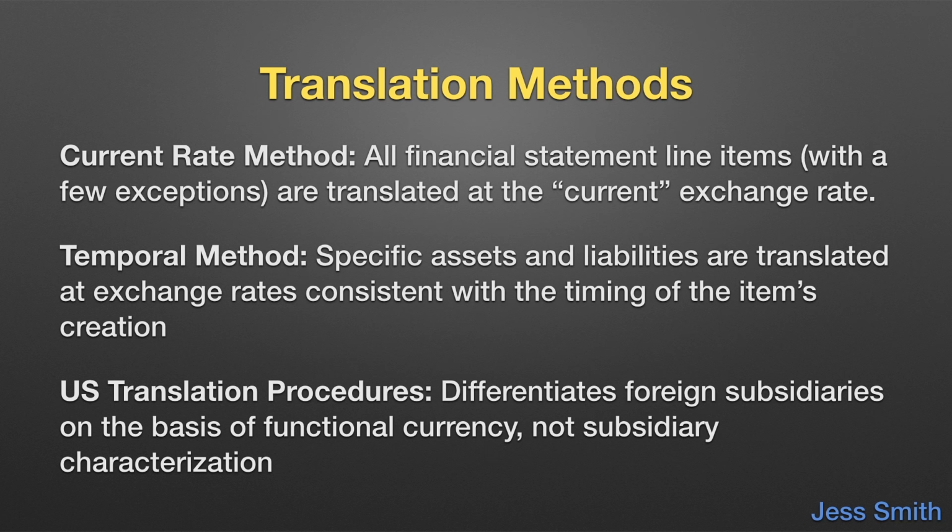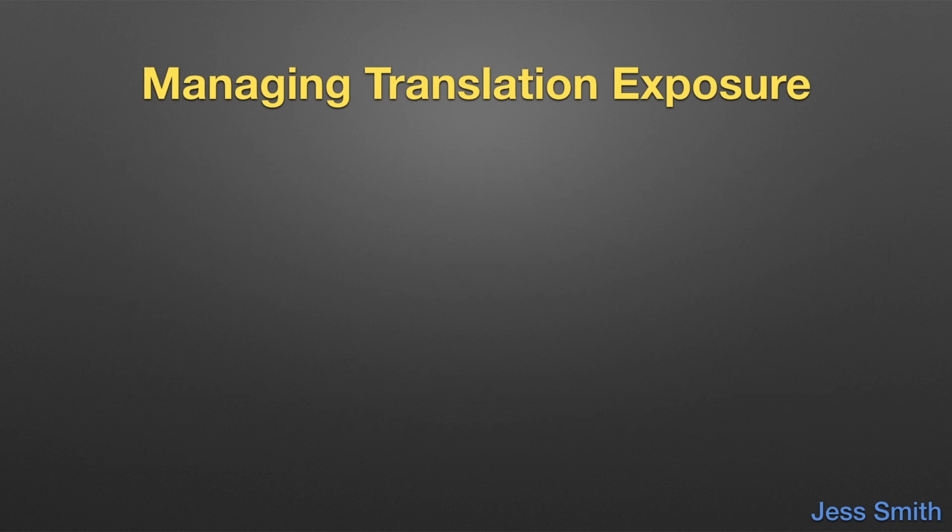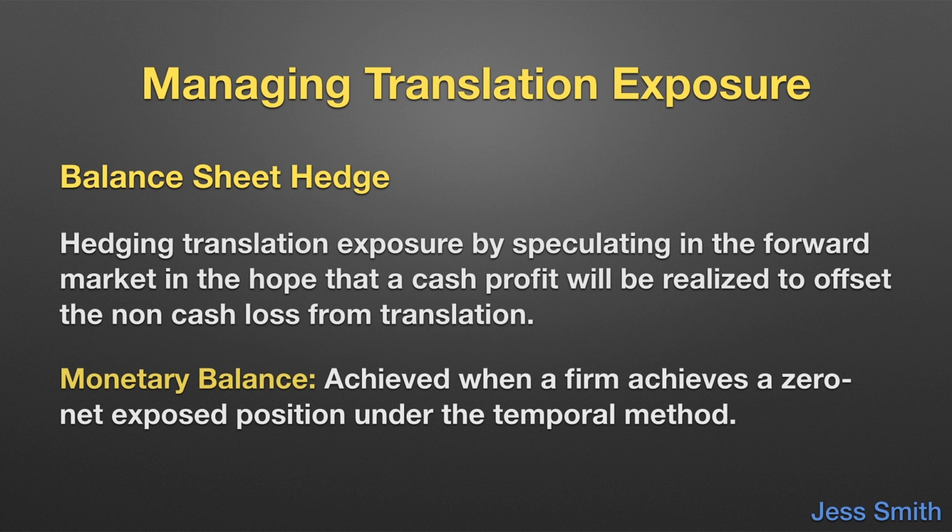not subsidiary characterization. In managing translation exposure, the main technique to minimize translation risk is called balance sheet hedging. This involves speculating in the forward market in the hope that a cash profit will be realized to offset the non-cash loss from translation. This requires an equal amount of exposed foreign currency assets and liabilities on the firm's consolidated balance sheet. If this can be achieved, for each foreign currency, net translation exposure will be zero.